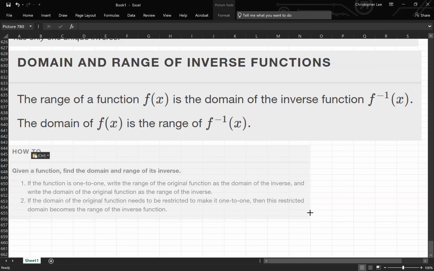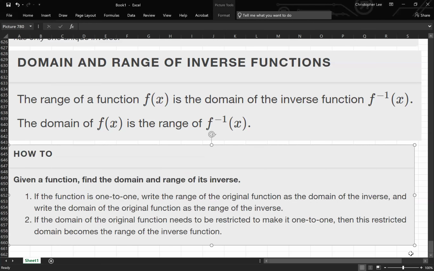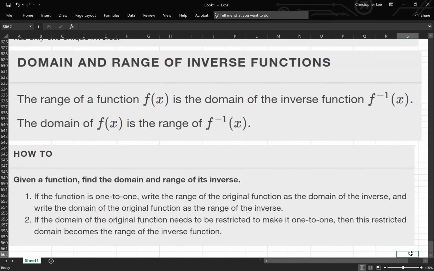Let me give you a little bit of tea. All right. So given a function, find the domain and range of its inverse. If the function is 1-to-1, write the range of the original function as the domain of the inverse and write the domain of the original function as the range of the inverse. Swap x and y, same thing. If the domain of the original function needs to be restricted to make it 1-to-1, then this restricted domain becomes the range of the inverse function. That's it.